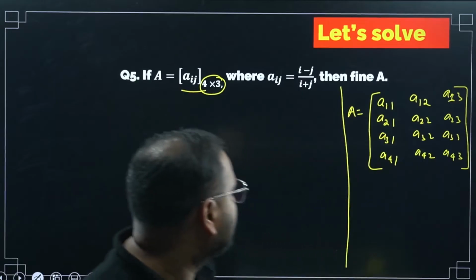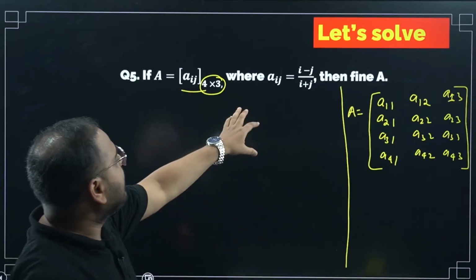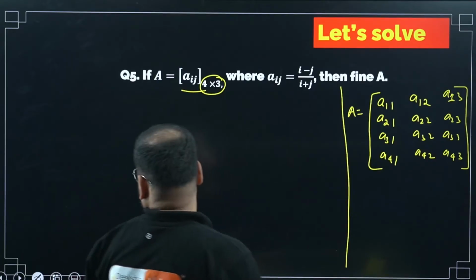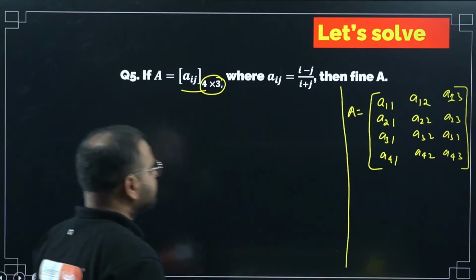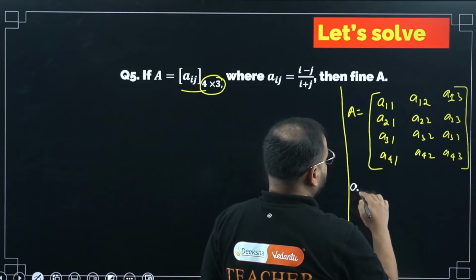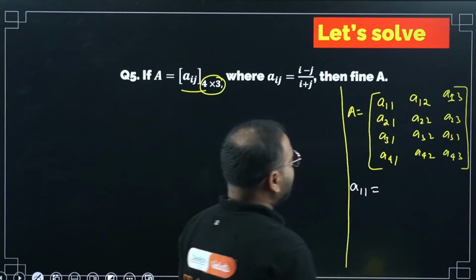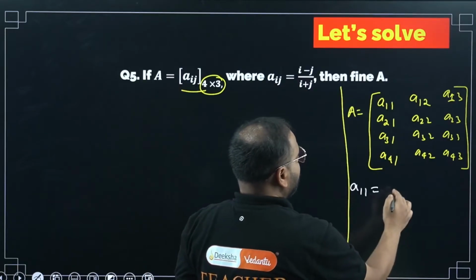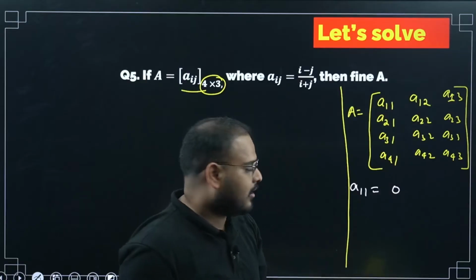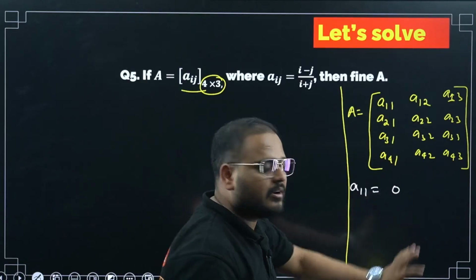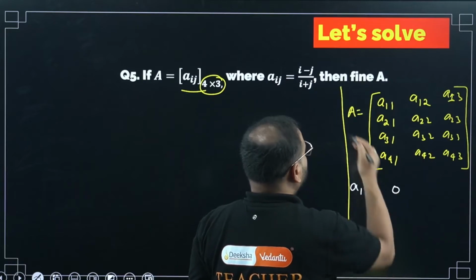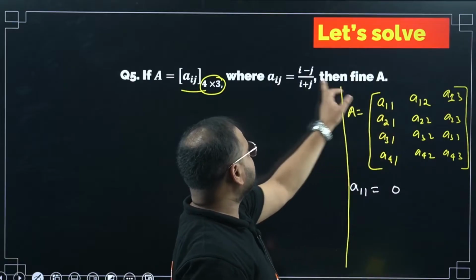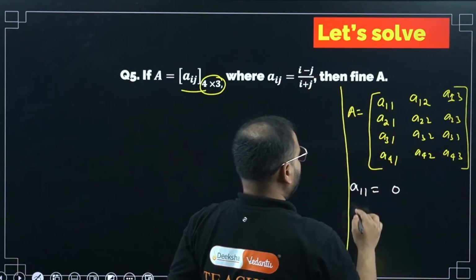Let's continue. Now what we're going to do, use this form: Aij equals i minus j upon i plus j. Let's solve this quickly, bacha. A11 will be what? It will be i minus j, so 1 minus 1 will be 0. Anything you put in the denominator doesn't matter because the numerator is 0, so it is 0. A11 is 0. How, sir? Put here i is 1, j is 1, 1 minus 1 is 0. So A11 is 0.